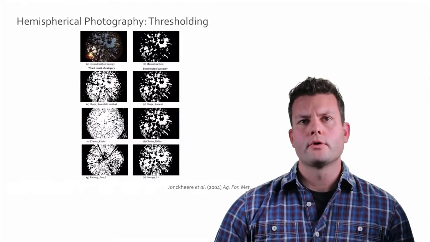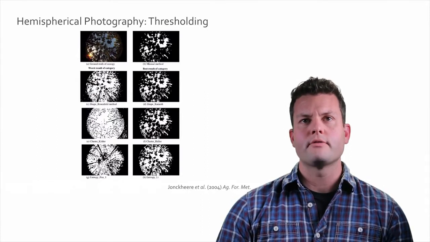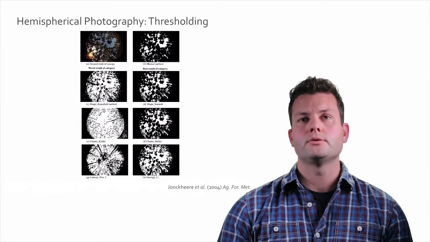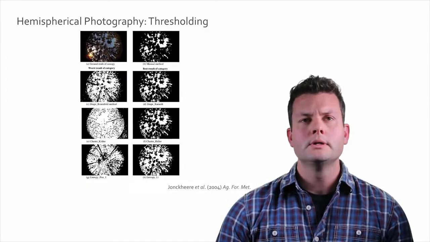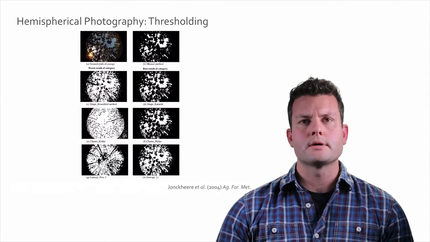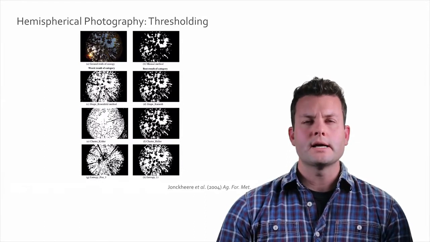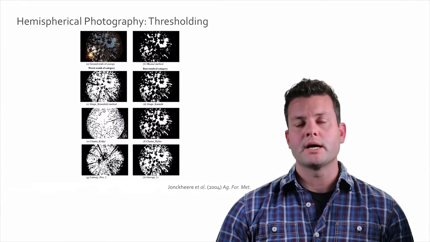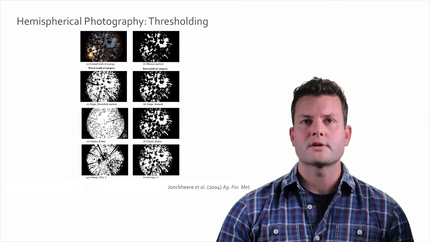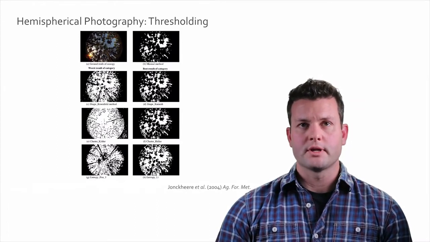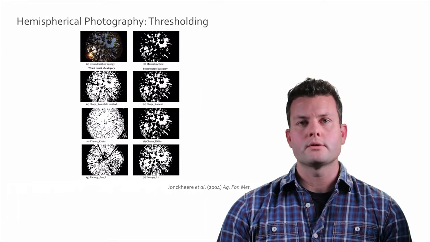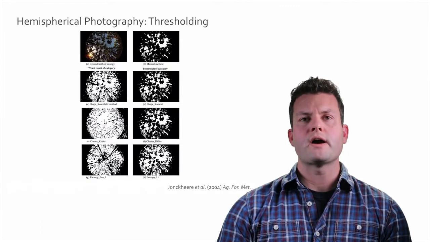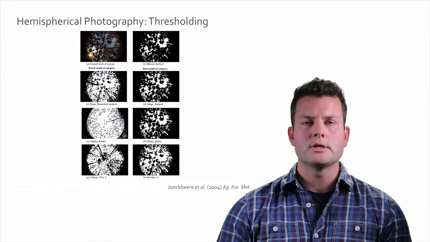So the way that hemispherical photos are analyzed, once you've collected the raw photo, you have to use software to process the photo in order to get to an estimate of LAI or some other variable. And the way that this is done is using thresholding. The idea behind thresholding is distinguishing between pixels that are occupied by leaves versus pixels that are occupied by sky. And so you can see here in the upper left is the raw image, and then the other 7 images are of different thresholding methods or threshold values that have been applied to that image.